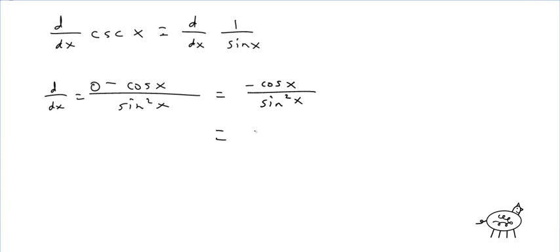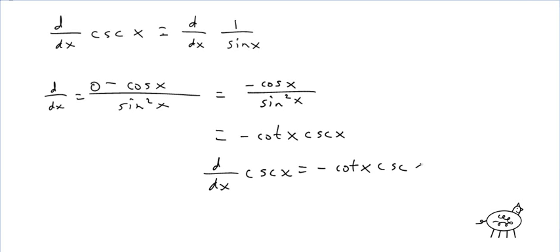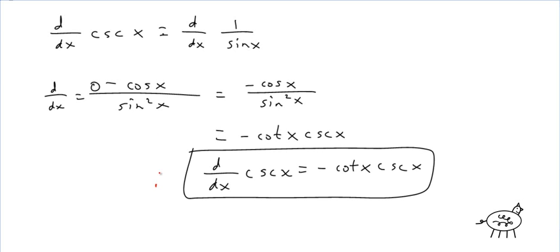Then, of course, I can rewrite that as negative cosine over sine, which is negative cotangent of x. And then I have 1 over sine of x, which is going to give me cosecant of x. There it is. So d/dx of cosecant of x equals negative cotangent x cosecant of x. Okay? So we're going to put a couple stars around here. And that's it. So those are our additional 4 trig functions.